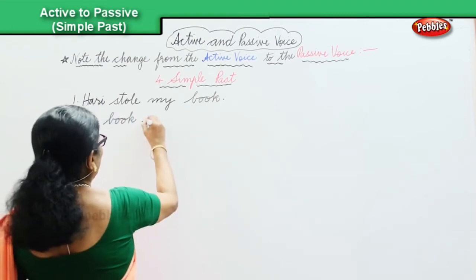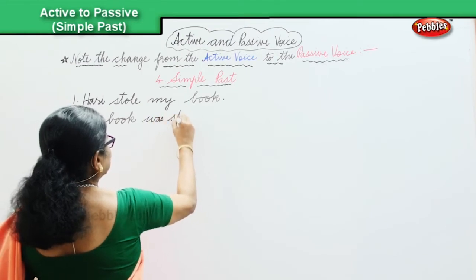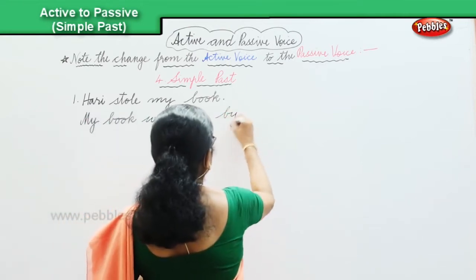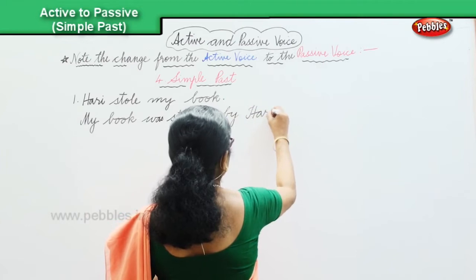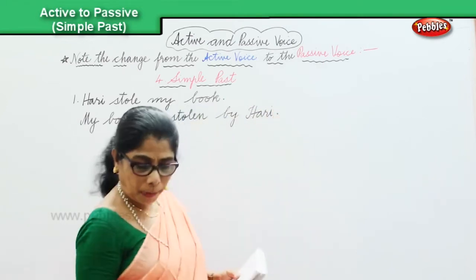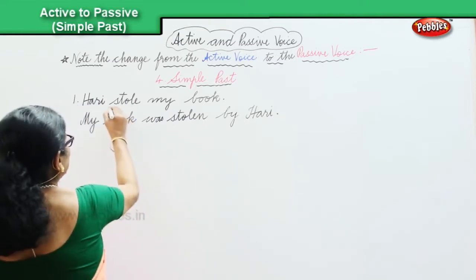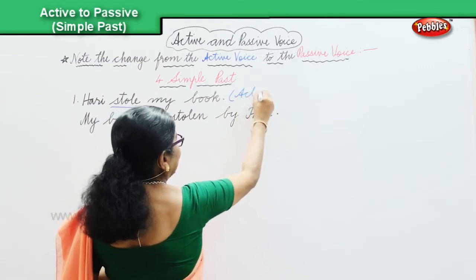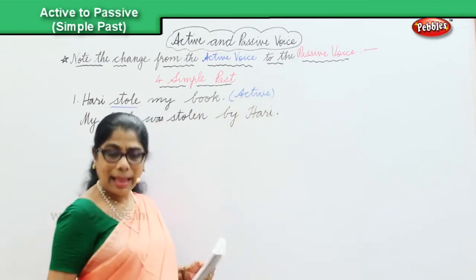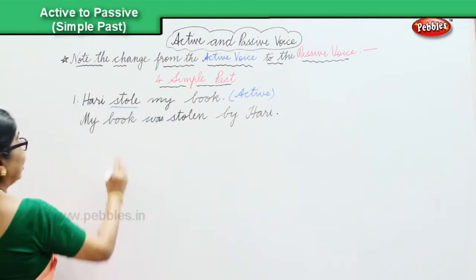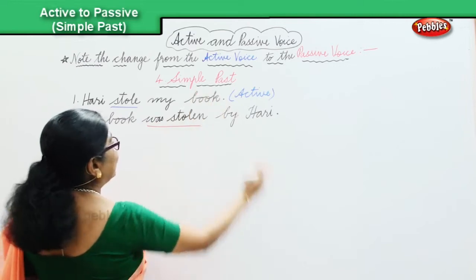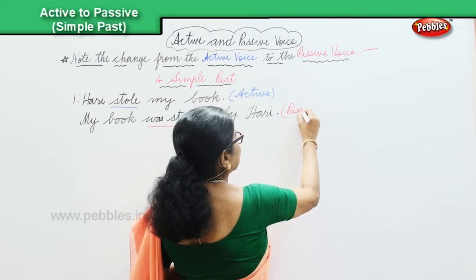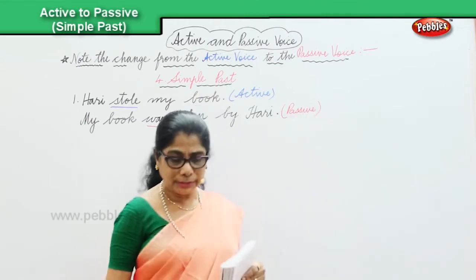My book was stolen by Hari. Okay. All right? And the first we have stole, simple past, that is active sentence, active voice. And when you look at the second sentence, you have was stolen, simple past, and that is passive. The passive voice.